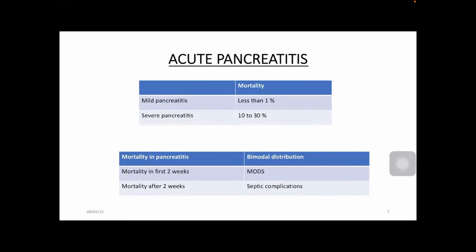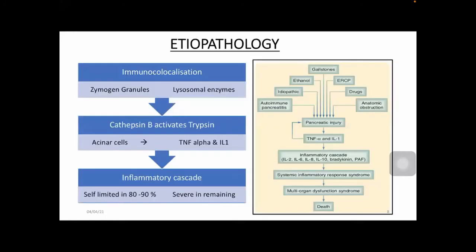Also remember, in a severe pancreatitis, the mortality rate is 10 to 30%, whereas in a mild pancreatitis, the mortality rate is less than 1%. So these are the things which are given in Sabiston. You better remember this. Okay, mortality in the first 2 weeks is MODS. Mortality after 2 weeks is because of a septic complication. Fine. So what is the etiology? There are varied causes for acute pancreatitis, and the most important cause in the Indian scenario is alcohol-induced pancreatitis.